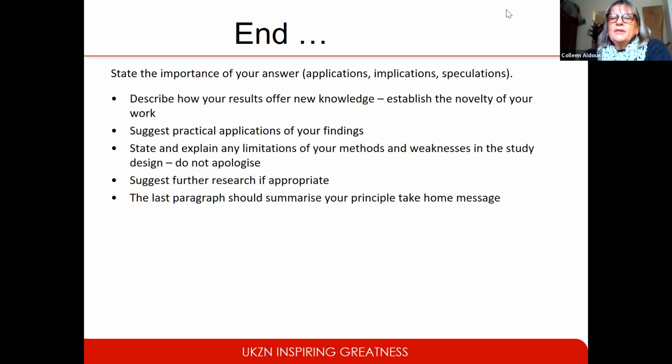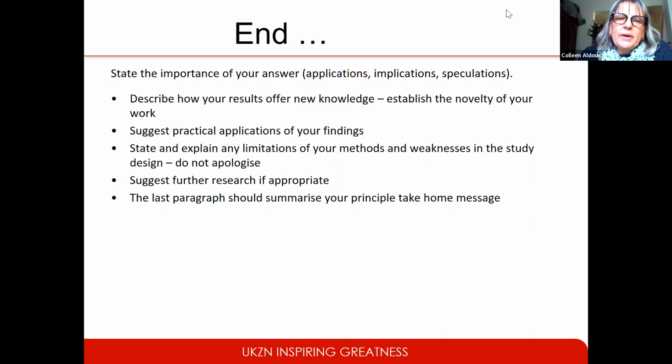Right, so then we come to the end. Now the end is not necessarily just one paragraph. I would leave the last paragraph for that golden message. That message that if your editor is only going to read one paragraph, it's that one. So I preserve that final paragraph for the most important message. But let's look at what else gets put in towards the end of your discussion.